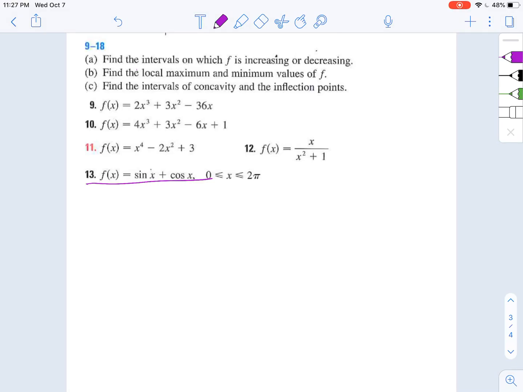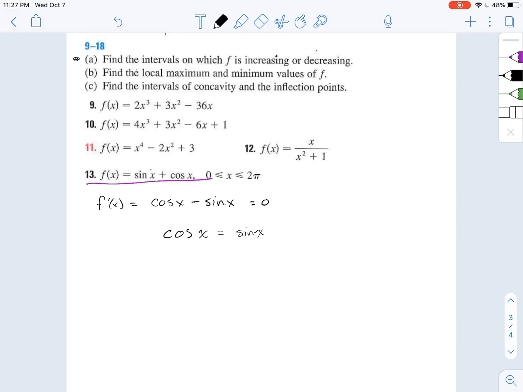All right, you also asked to see number 13. So again, we'll take the derivative to do part A. F prime of x, derivative of sine is cosine, derivative of cosine is negative sine, and we want to set this equal to 0 to figure out the critical numbers. So what we get here is, I'm going to move the sine over to that side, so we get cosine x equals sine x.